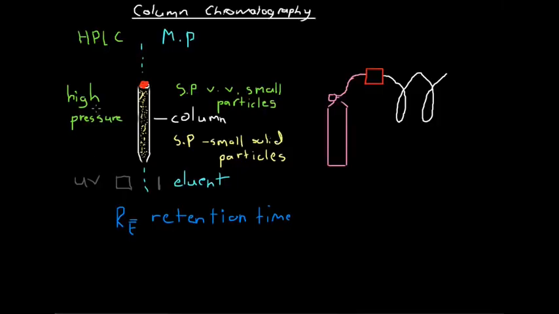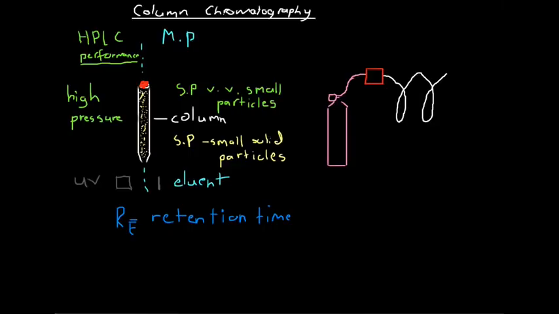Now that we know that everything happens at high pressure in this form of chromatography, it's easy to get this HPLC acronym a little bit mixed up. It's important to remember that the P here stands for performance and not pressure. So it's high performance liquid chromatography and not high pressure liquid chromatography. That's important to have clear in your mind. So that's one type, high performance liquid chromatography. That is a form of column chromatography.